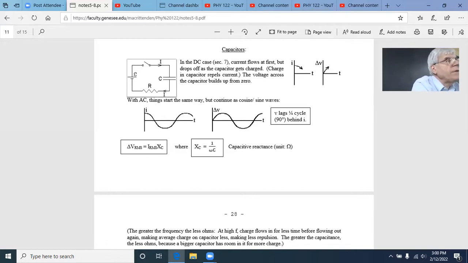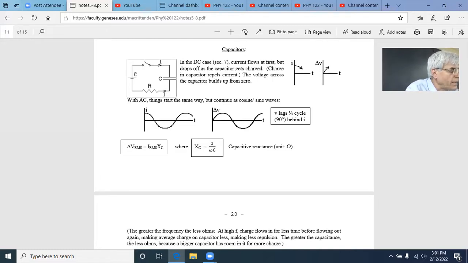So over the course of an entire cycle, the average charge in the capacitor is higher when you have a lower frequency, because the capacitor charges for a longer time. More charge in the capacitor equals more repulsion pushing back against the current trying to flow into it. And that's why you have an inverse relationship between X and omega.